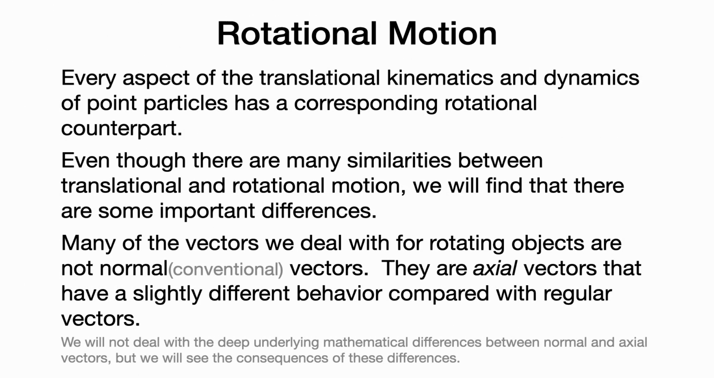Even though there are many similarities between translational and rotational motion, we will find that there are some important differences. Many of the vectors we deal with for rotating objects are not normal, or rather conventional, vectors. They are what are called axial vectors, which have a slightly different behavior compared to regular vectors. We're not going to deal with the deep underlying mathematics involved with the difference between axial and conventional vectors, but we are going to see some of their consequences.